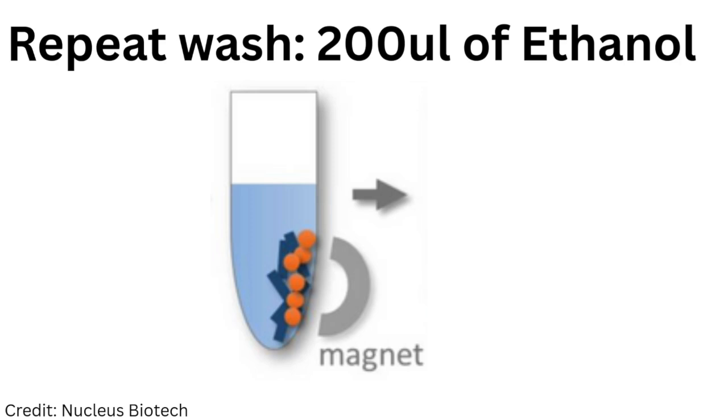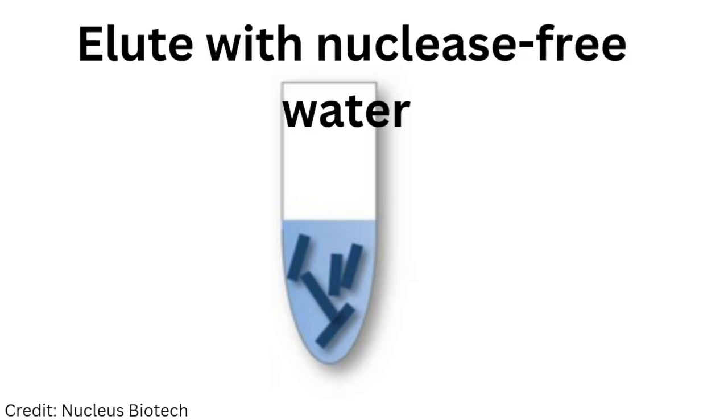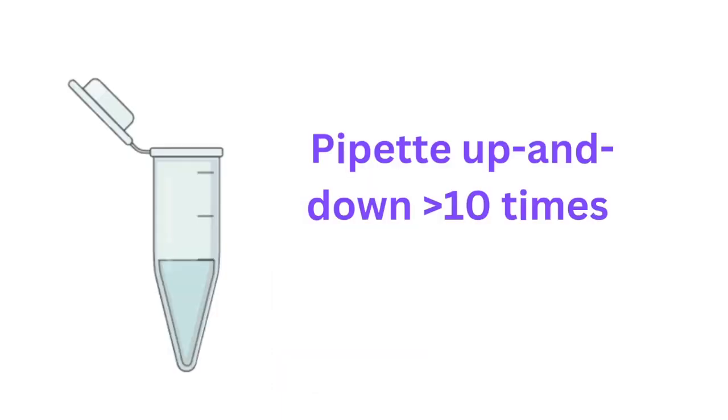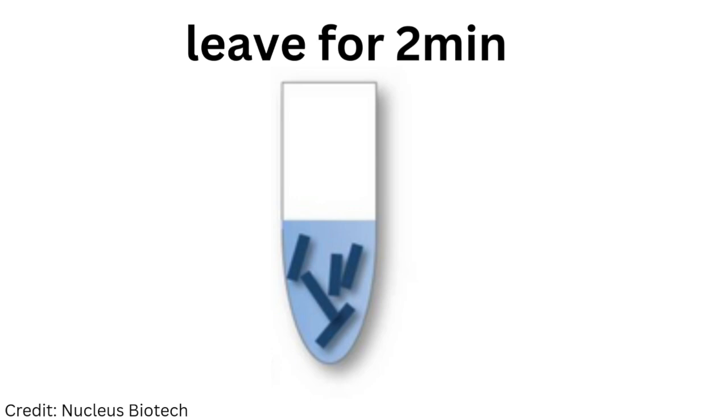Then we go ahead and completely remove residual ethanol, air dry the beads for about 5 minutes before proceeding to elute the RNA from the beads with 7 microliters of nuclease-free water. Once we add the 7 microliters of nuclease-free water, we want to once again mix really well, so we're going to pipette up and down at least 10 times and briefly spin the tube. Once we've mixed the nuclease-free water with the beads, we want to leave it for about 2 minutes at room temperature.